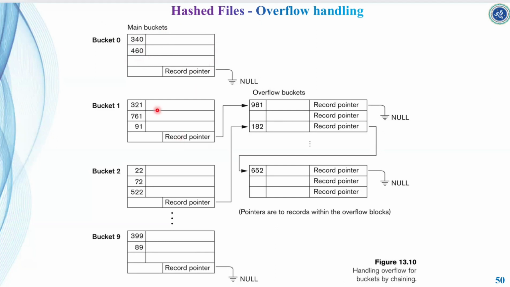And again, consider bucket 1. The hash bucket 1 has the values 321, 761, 91. Can you guess what hash function is used for these buckets? Can you guess it from the data values?